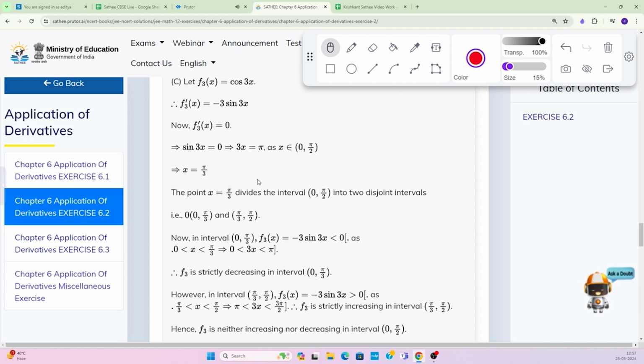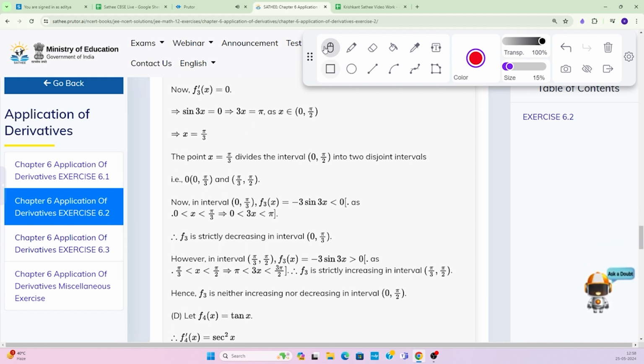So take the 0 to pi by 3 interval first. Taking 0 to pi by 3, this is positive. This means the whole thing is negative. So in this interval my graph is decreasing. Why? I have already told you, because f prime is minus 3 times sine 3x, and we know that sine 3x in this interval is positive, but positive multiplied with minus will give you negative. So that's why it will be decreasing.